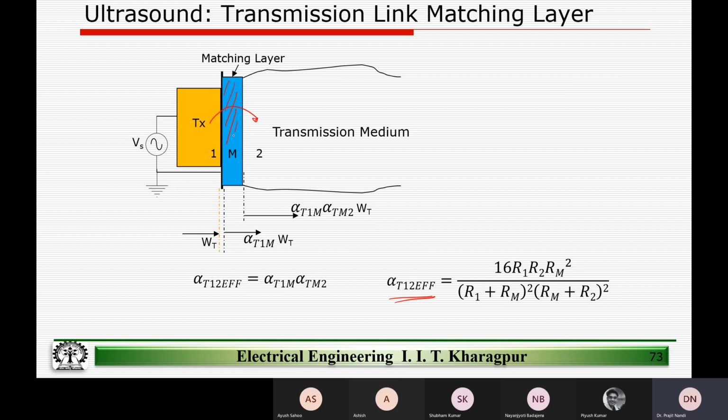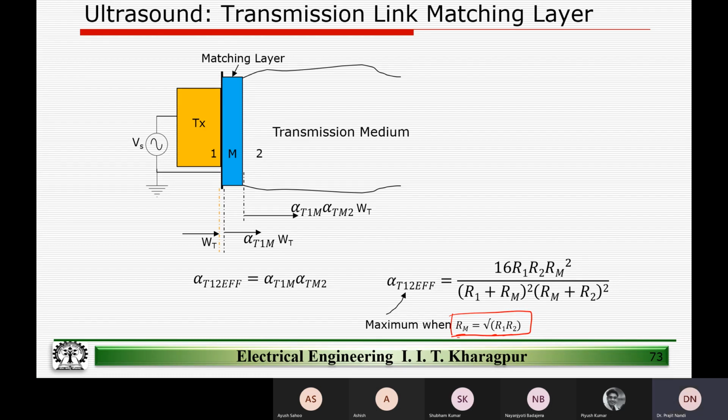So this is like a variable medium that we are introducing to ensure that most of the power is transmitted from medium 1 to medium 2. So Rm is my variable. If I take the help of calculus and try to see under what condition of Rm this effective coefficient will be maximum, we'll figure out that this will be maximum when Rm is the geometric mean of R1 and R2. So this is an important relation. This is the geometric mean of R1 and R2.